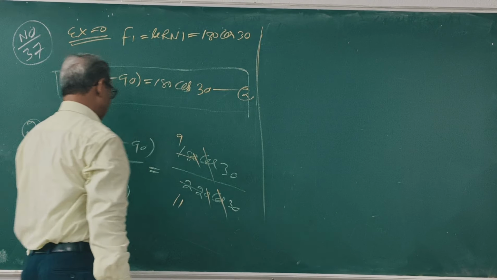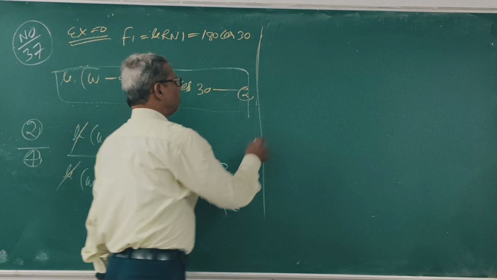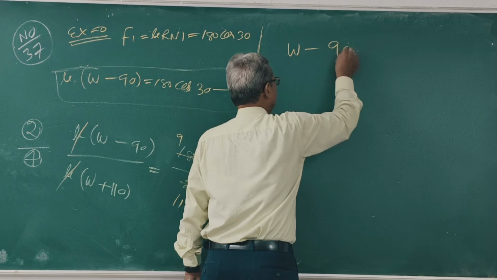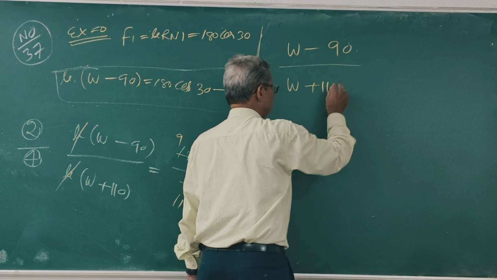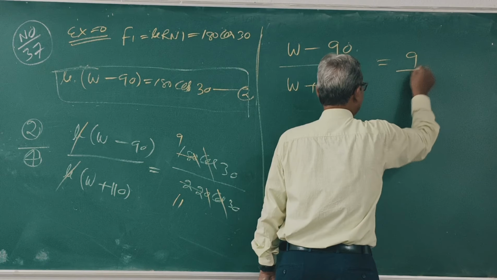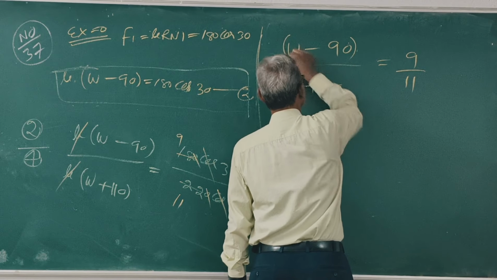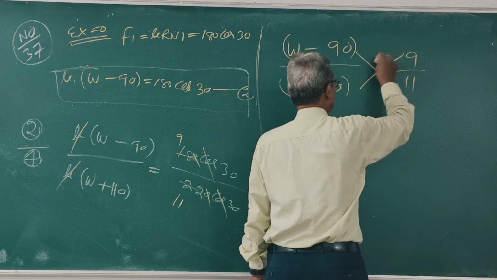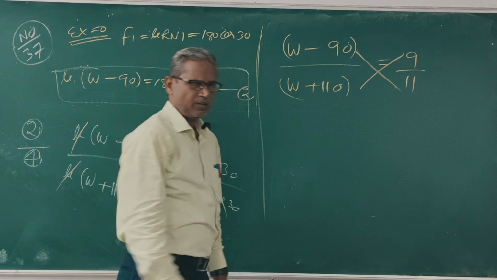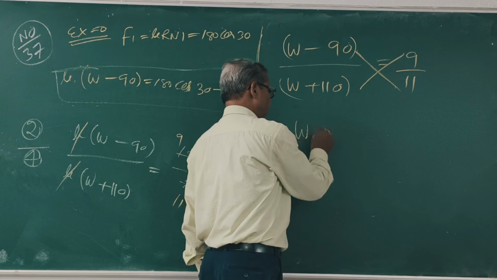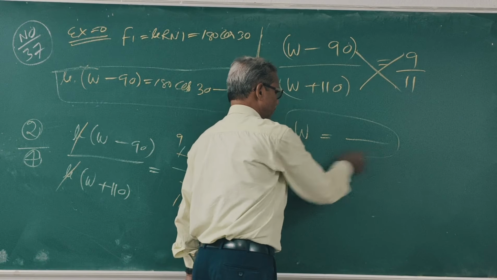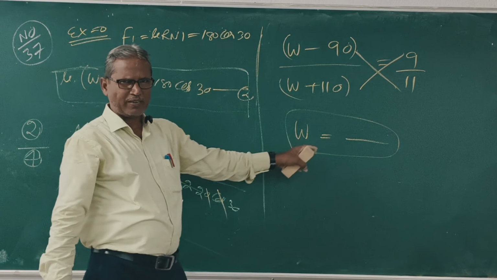What is the final equation? (W - 90) / (W + 110) = 9/11. Make cross multiplication and you find W. Use a calculator and find the answer W.